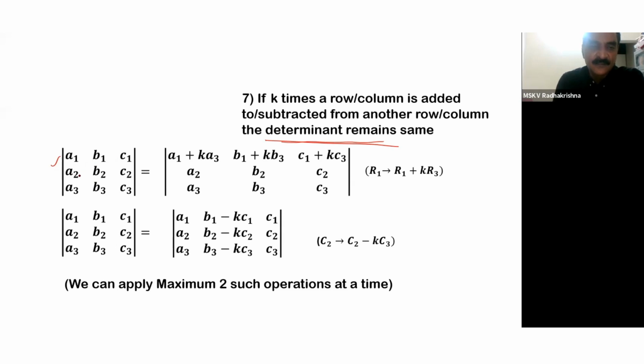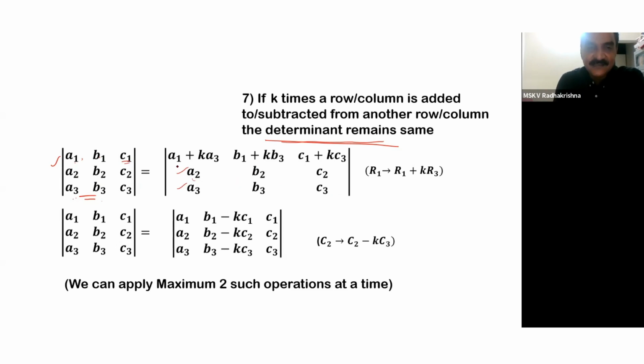See, this is the determinant given. Here, let us add k times of the third row to the first row. Then what will you get in the first row? A1 plus kA3. This one becomes B1 plus kB3. C1 becomes C1 plus kC3. Okay. And the remaining two rows will be as they are. The value of the determinant remains the same.